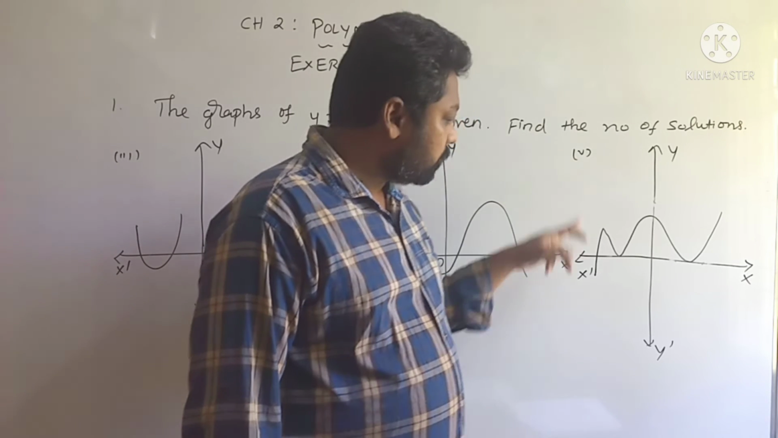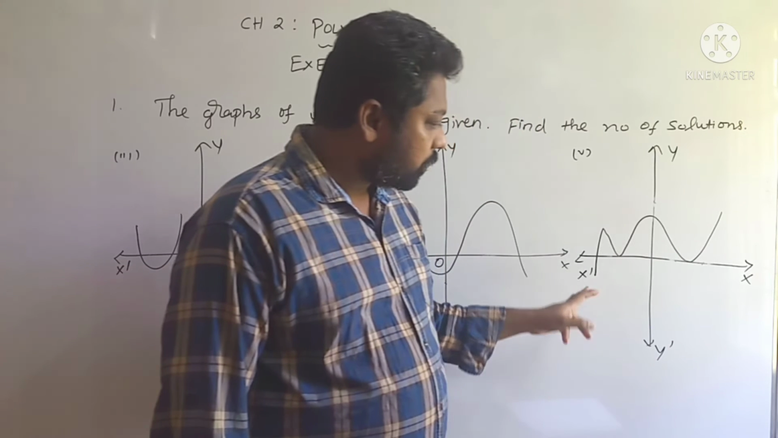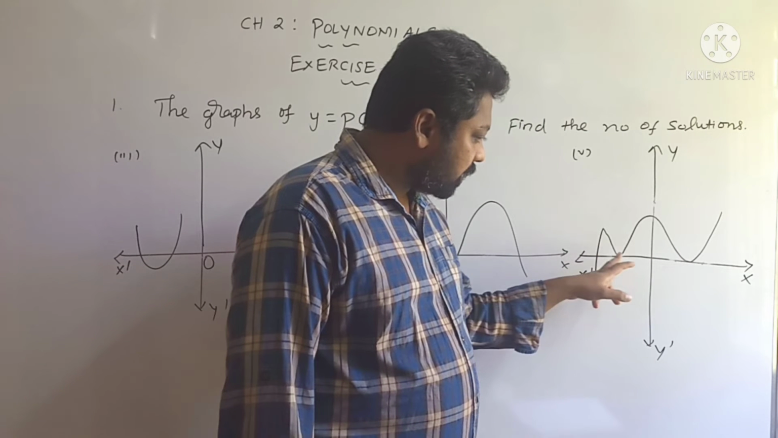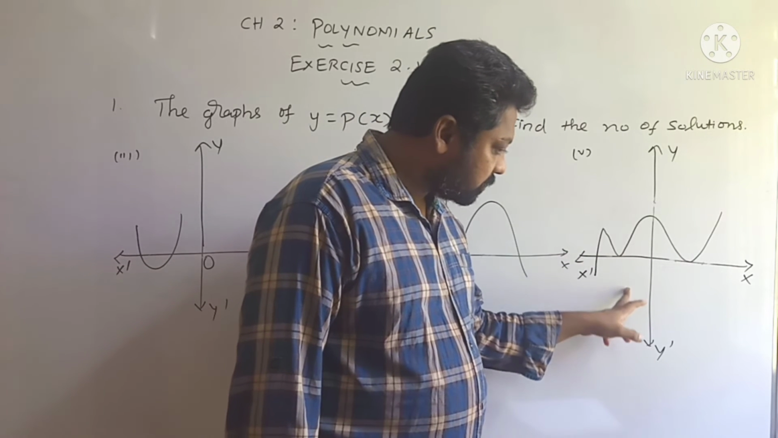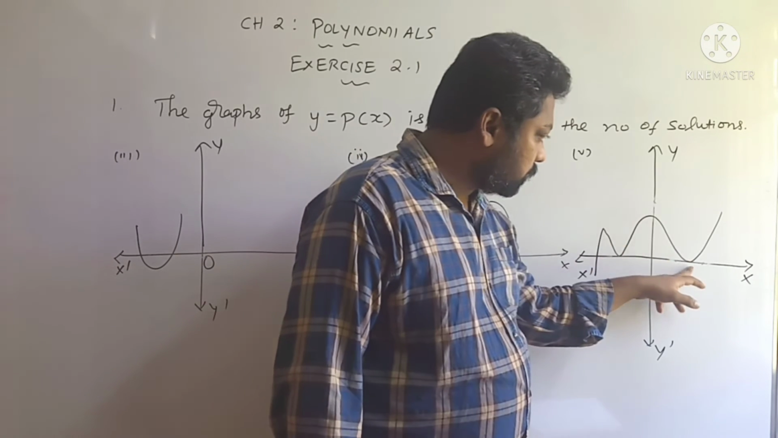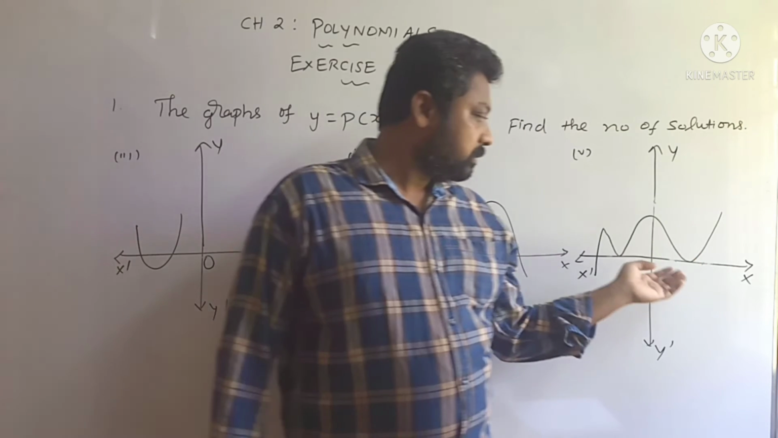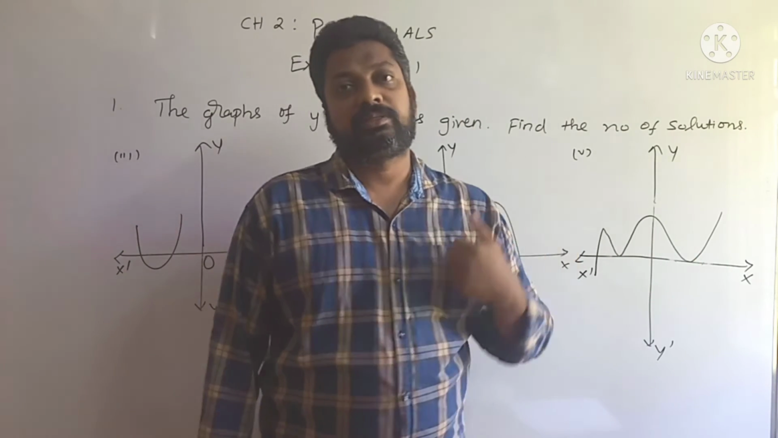In fifth Roman, okay, here 1, 2, 3. Okay, the graph intersects and here it touches, it does not come down, but still there is a solution. 1, 2, 3. So the graph intersects x-axis at 3 different points, therefore this graph contains 3 solutions.